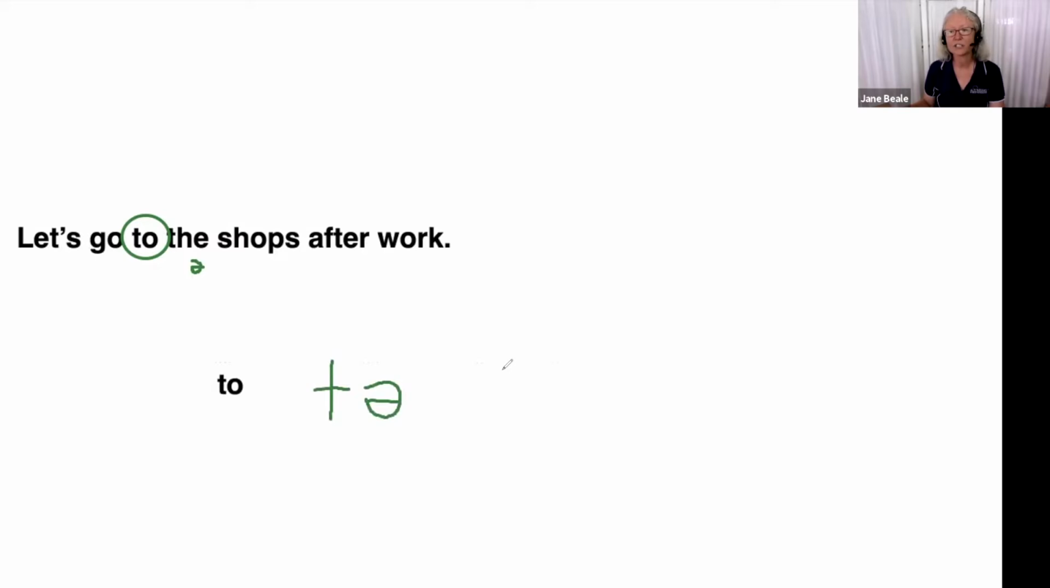Let's go to the shops after work. But most of you would go, oh no, I'm saying the "oo", because you're just thinking of the spelling in your head. But would you now actually agree that you say, let's go tuh? Let's go to the shops after work. Another reason why children, when they write, might not hear "to" is because they don't have the spelling in their head. That's what's interesting.